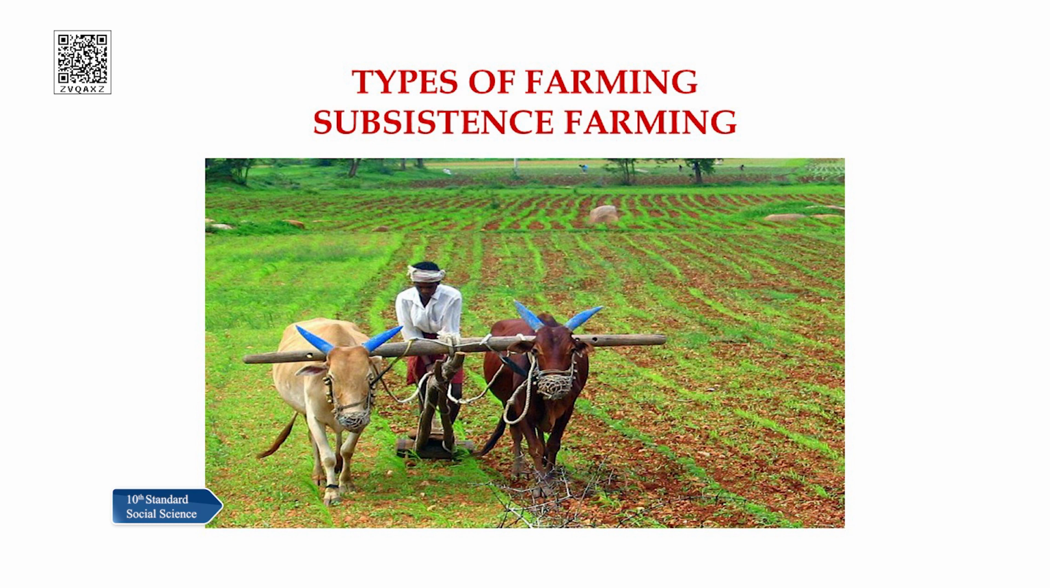First is subsistence farming. What is subsistence farming? Here the farmer does agriculture with the help of his family members, and he produces only food crops. The yield is less and he uses traditional methods for farming.